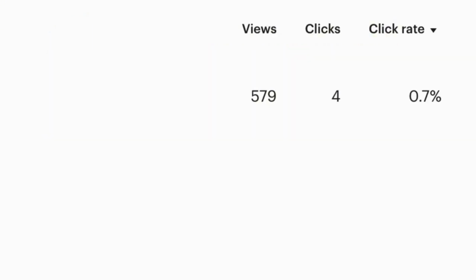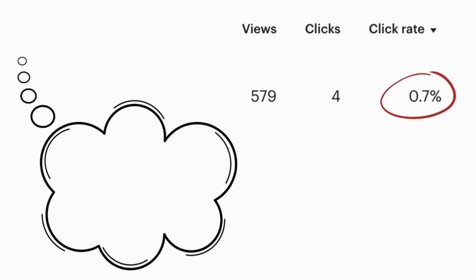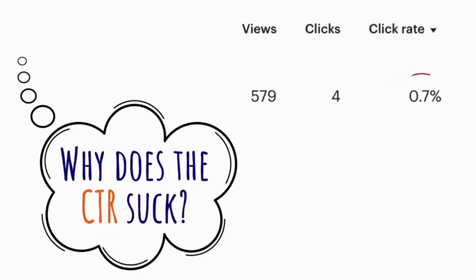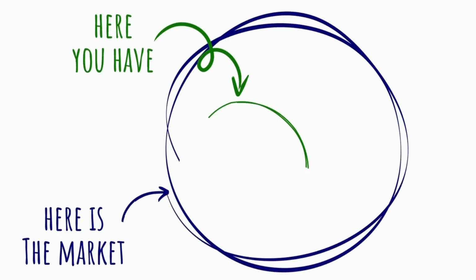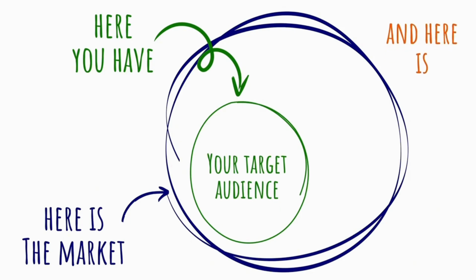Here is a really bad click-through rate. Now, why does the CTR in this listing suck? So, here's the scheme. Here's the market, this big blue bubble, and here you have your target audience, and right over there is your listing. And as you can see, they're not really intertwined or connected in any way.